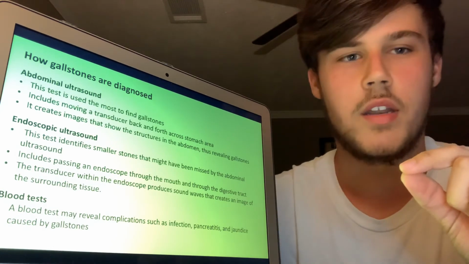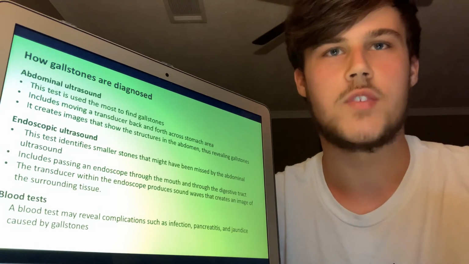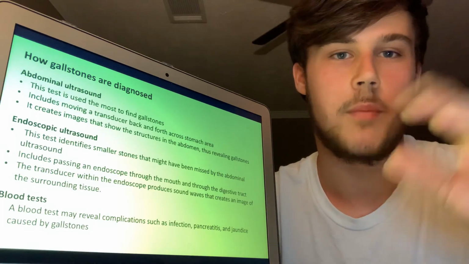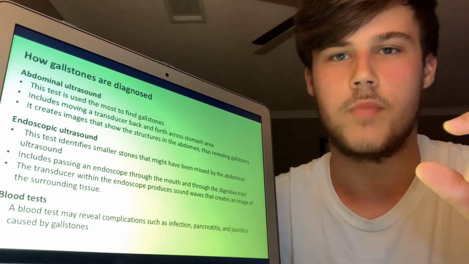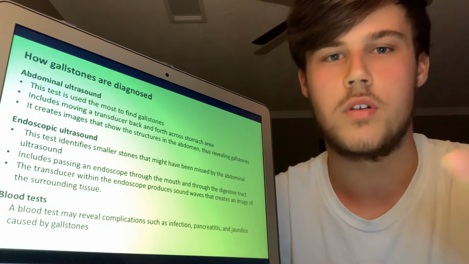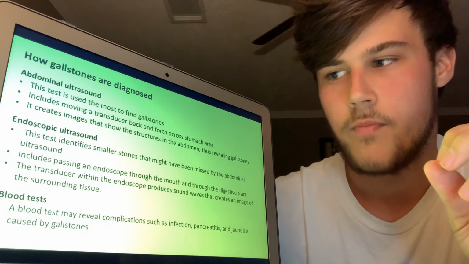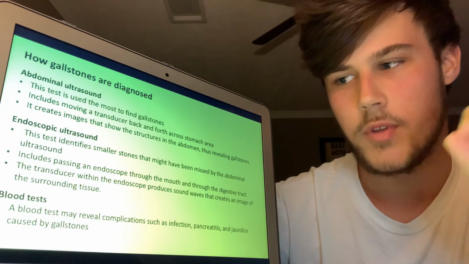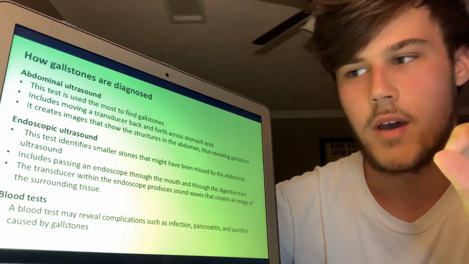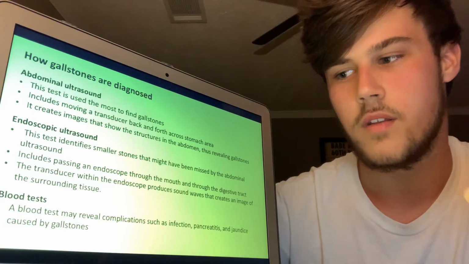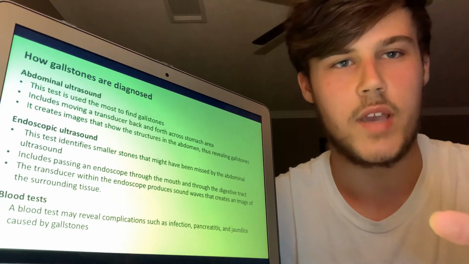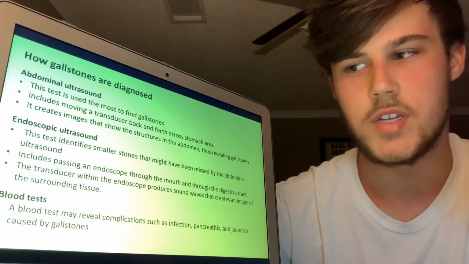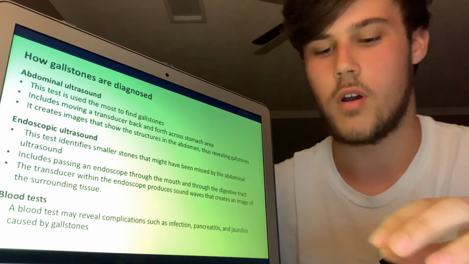The next one is an endoscopic ultrasound. This one is mostly what people use to see if they missed anything from the abdominal ultrasound. It is mainly used to detect smaller substances. This one passes an endoscope through the mouth and through the digestive system, and the transducer within the endoscope puts off sound waves, and it makes an image and picks up smaller gallstones if there are any.